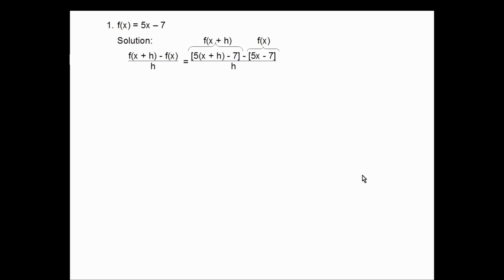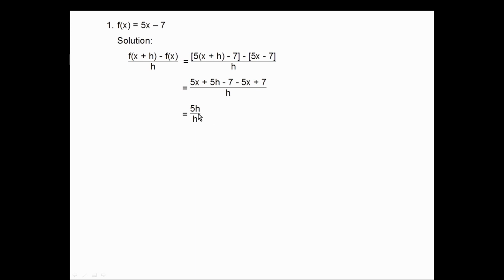When we start working on the numerator, I'm going to distribute this 5, and I'll distribute that minus sign. So I will end up with 5x plus 5h when I distribute the 5, minus 7, and then distributing that minus sign gives me negative 5x plus 7. What we've actually done is called expanding the numerator. After we expand the numerator, I now want to combine similar terms. I'll have 5x minus 5x giving me 0, negative 7 plus 7 giving me 0. So I've highlighted it in colors that almost makes them disappear. So I'll be left with 5h over h.